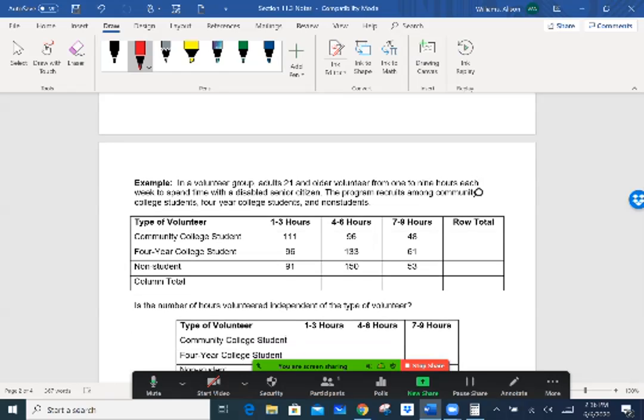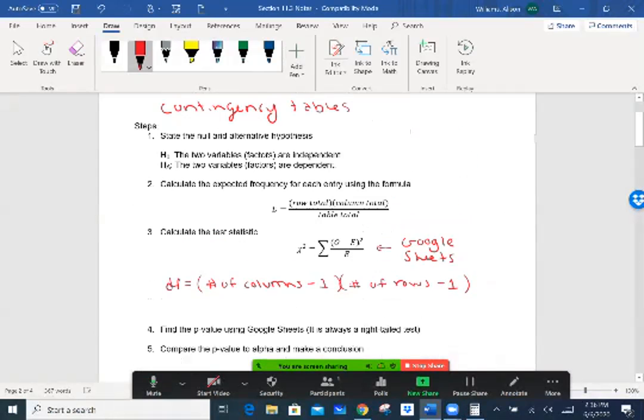So at first glance, I think, well, I know college students are busy. So it might be the case that they can't devote as many hours. And when I look at the numbers, I do see that the numbers decrease in the 7 to 9 hour slot for everybody, right? But there's an increase in the 4 to 6 hours for non-students. So it makes me wonder if maybe being a student does somehow impact the time they're able to spend volunteering. Okay, so according to the test for independence, we're going to state our null and alternative hypothesis.